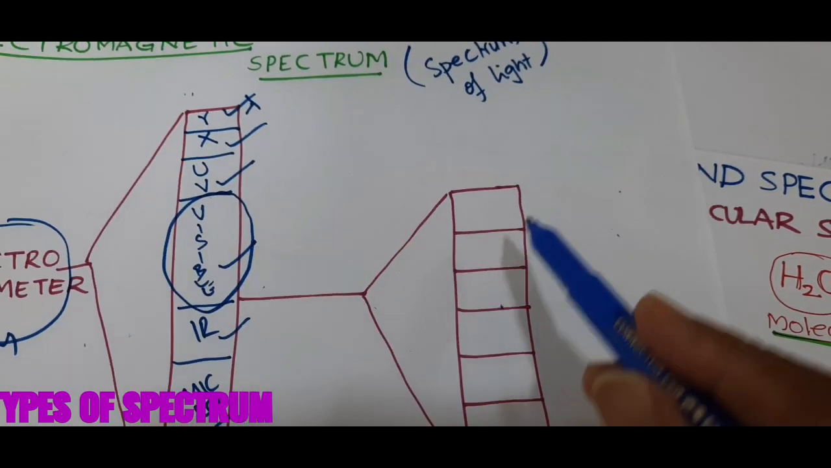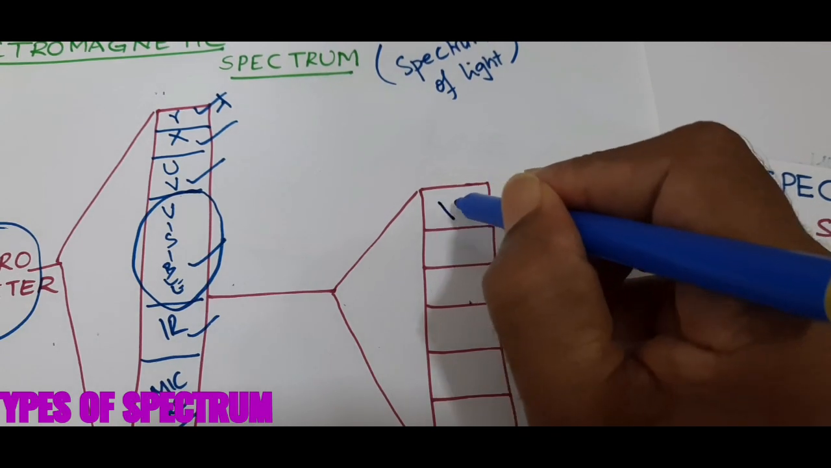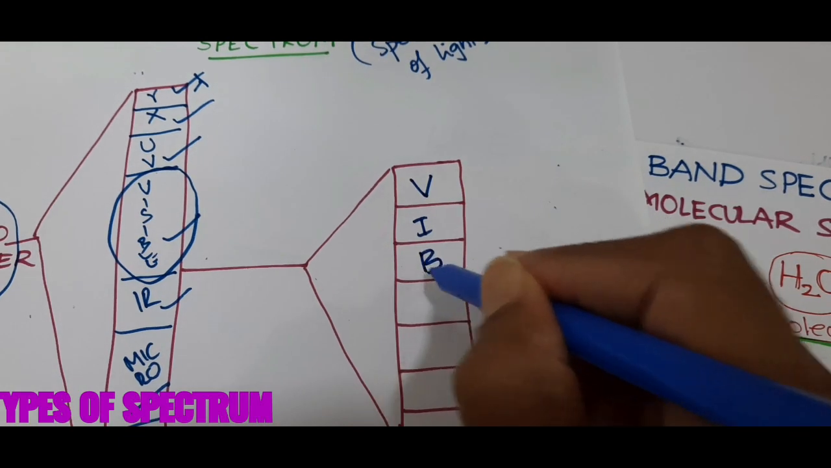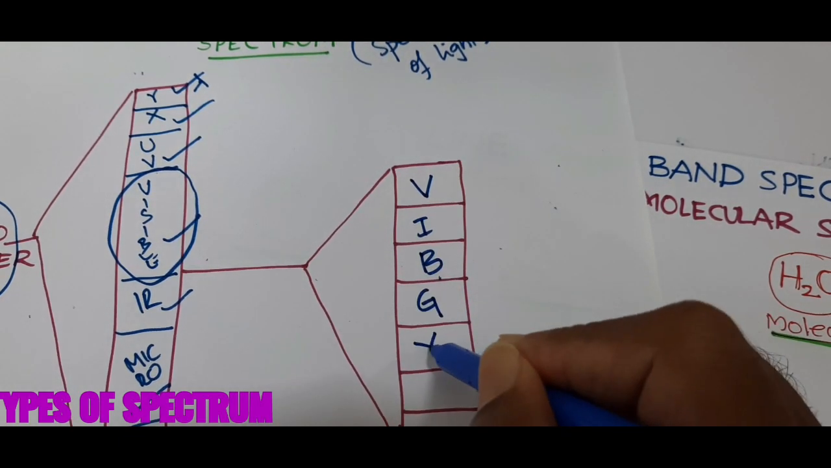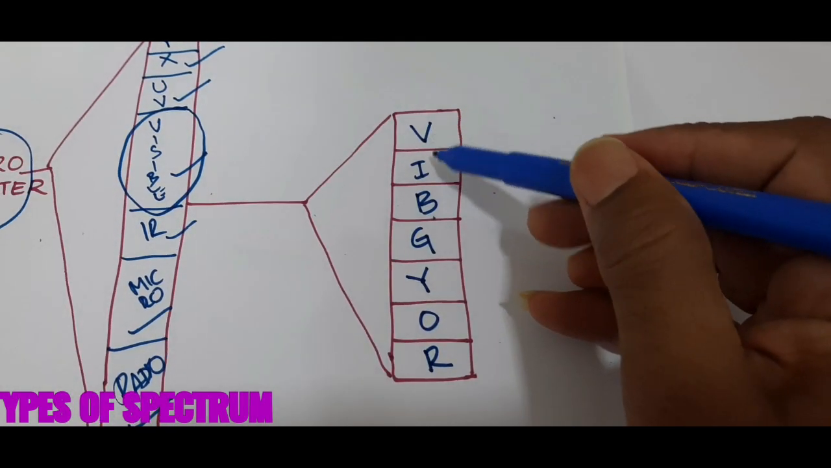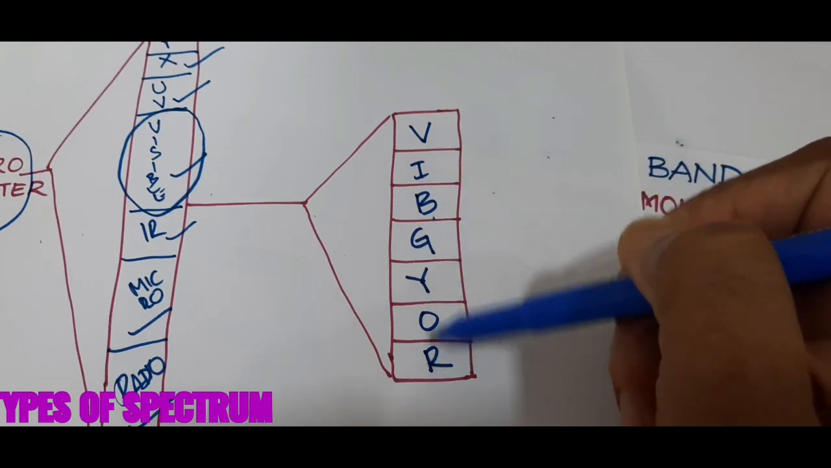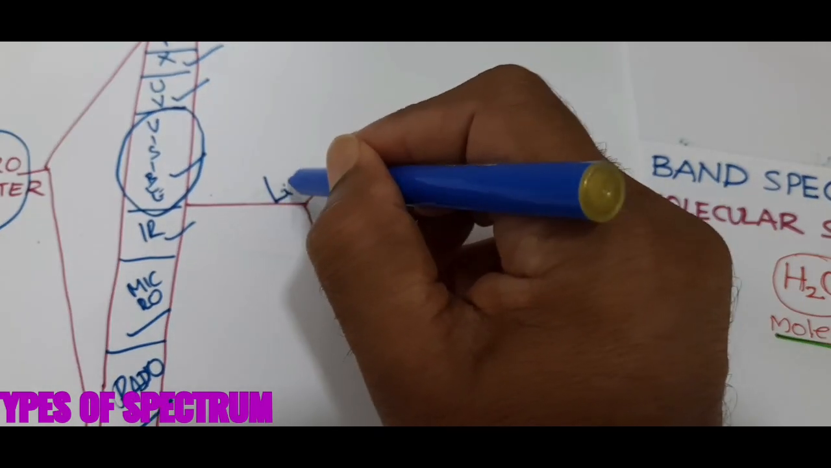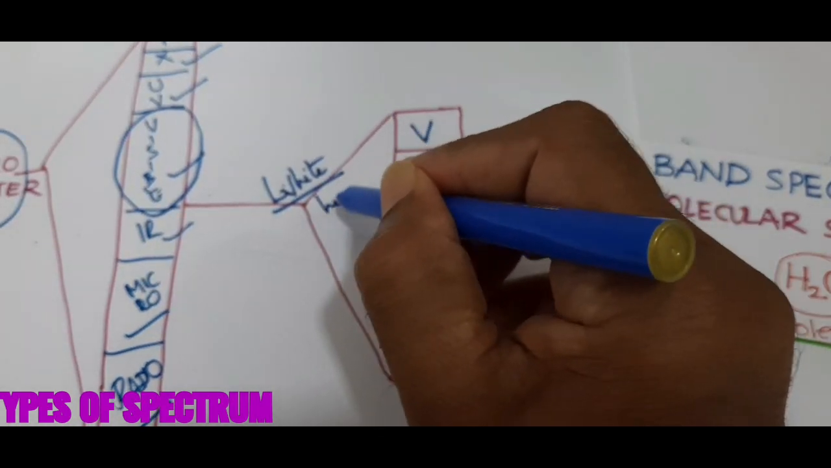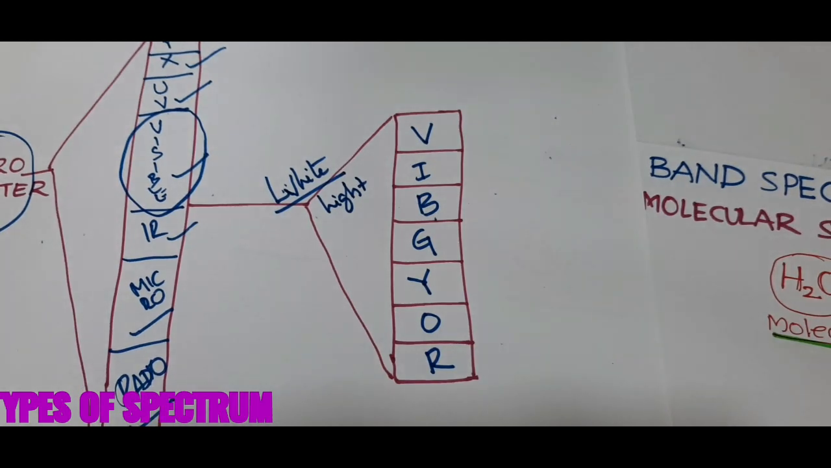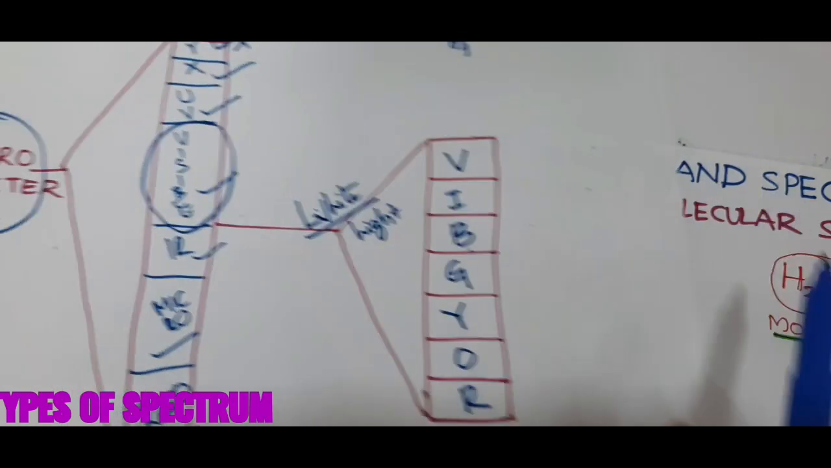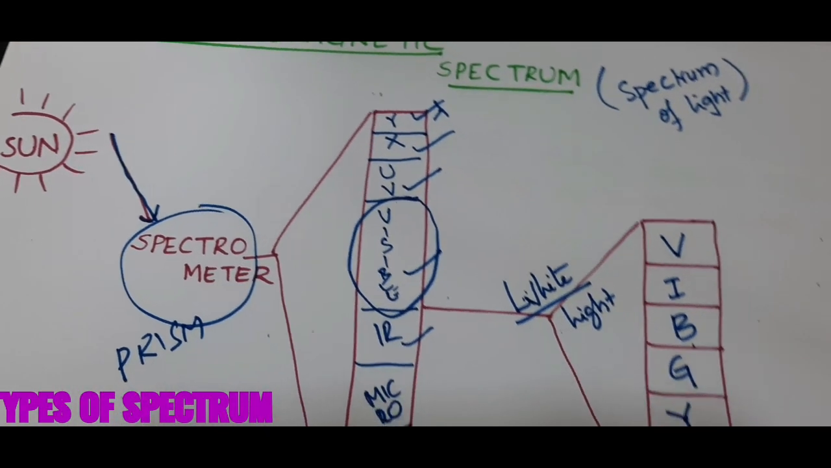This visible radiation we are focused to see. Here the violet color will appear, here indigo, here blue, here green, here yellow, here orange, here red. So all these colors are VIBGYOR. This is obtained from the white light. A combination of all these colors leads to the production of white light. It is visible to the human eye. So it is composed of 7 colors, VIBGYOR. This is the total electromagnetic spectrum.